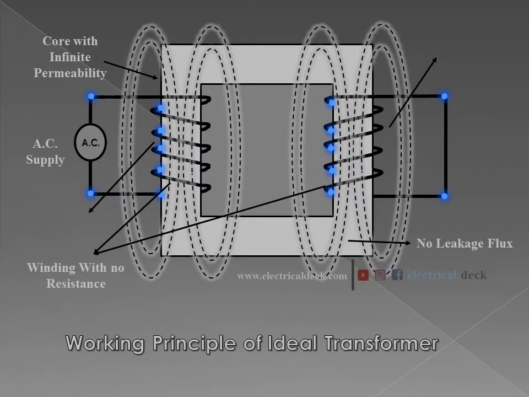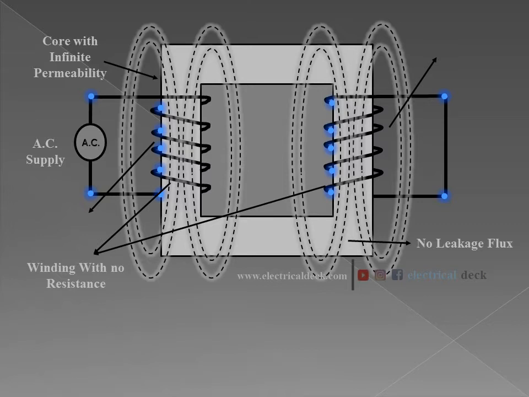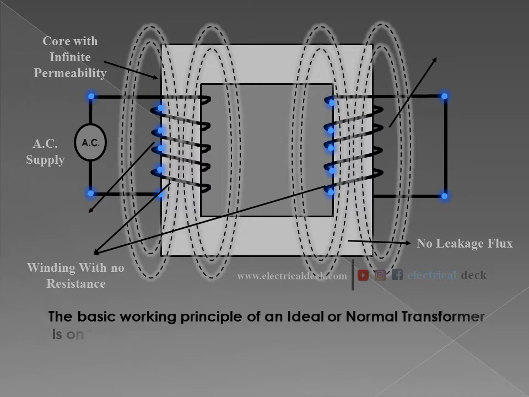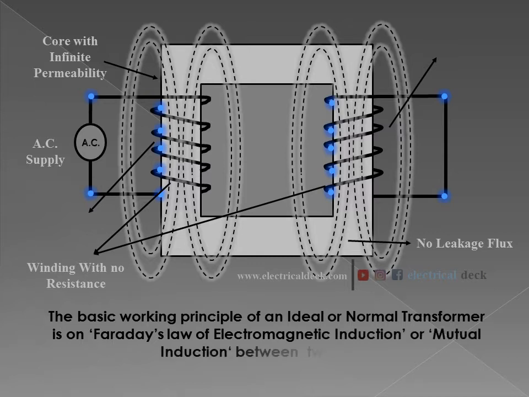Now, let us see the working principle of an ideal transformer. The working principle of an ideal transformer is similar to a normal, practical transformer. The basic principle on which the transformer works is Faraday's law of electromagnetic induction, or mutual induction, between the two coils. The transformer consists of two windings, primary and secondary, placed over the laminated silicon steel core.